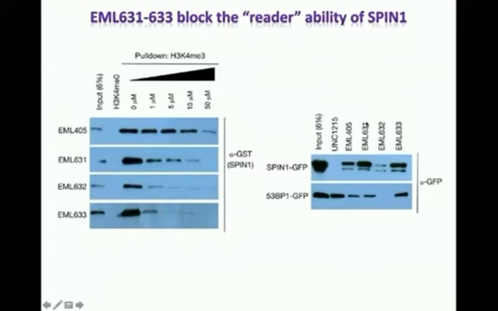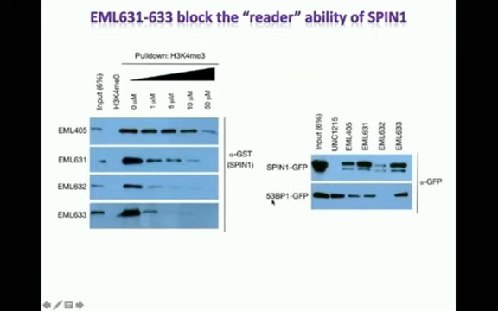So in this case, you have cells, you incubate the cells with these 4 different inhibitors separately, of course, and then you overexpress SPIN1 GFP, and you do a normal Western blot to see if you pull down SPIN1 GFP. Okay, so you can see here that the presence of EML 632 managed to decrease the amount of SPIN1 eluted in the Western blotting.